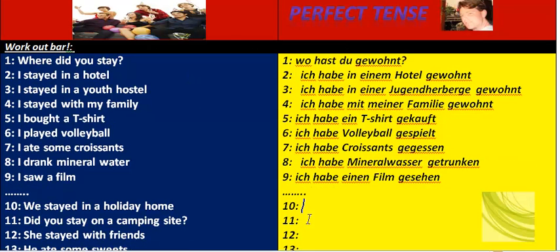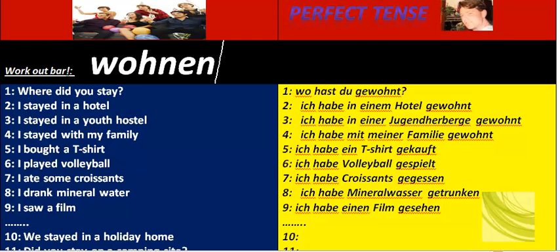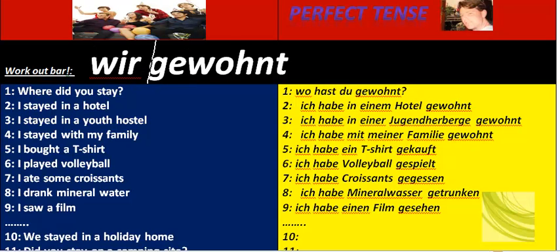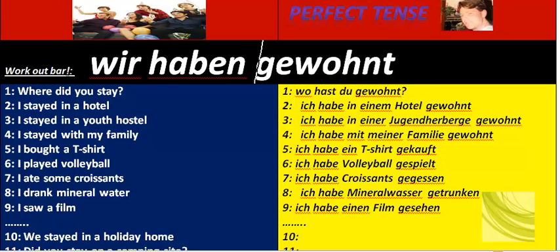Now, ladies and gents, we're going to have a look at how these verbs are with different persons. So the first person plural, which is we, is the first one. So, remember, to stay was wohnen, that's the dictionary form of it, past participle, GE at the front, cross off the N, replace with a T. Now, we stayed, literally we have stayed, is wir haben gewohnt.